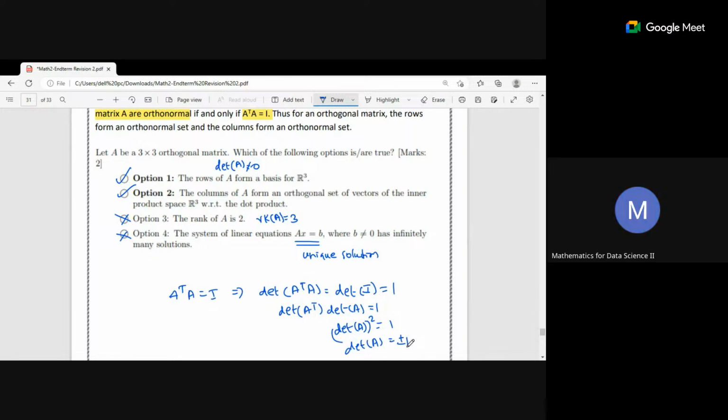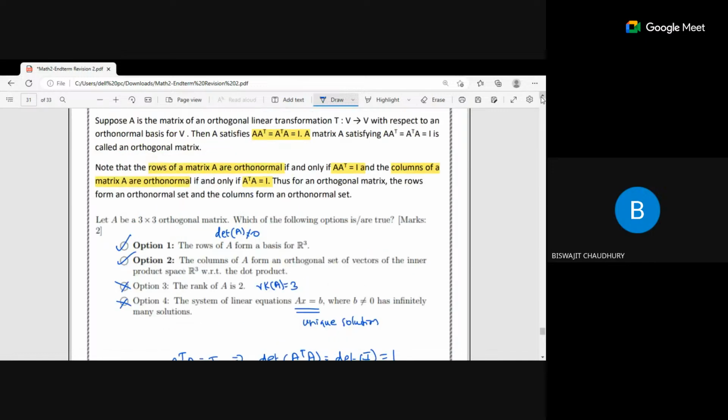Ma'am, in this question, the columns of A also form an orthonormal set of vectors of the inner product space R3, right? An orthonormal basis, in fact. Because all the vectors with respect to the rows are orthonormal, right? Yes. Rows are orthonormal, columns are also orthonormal. That is the definition for us, right?